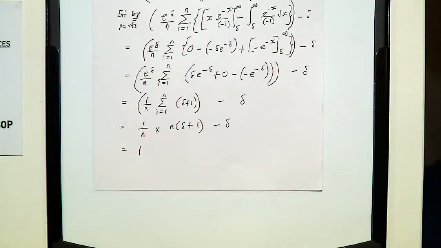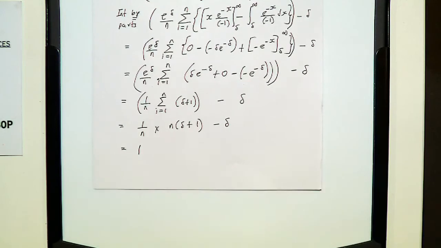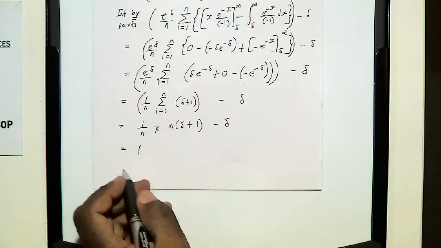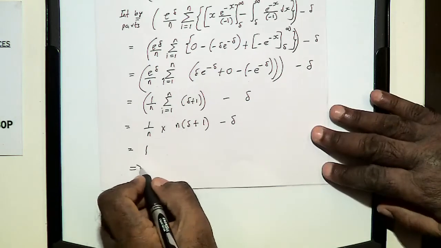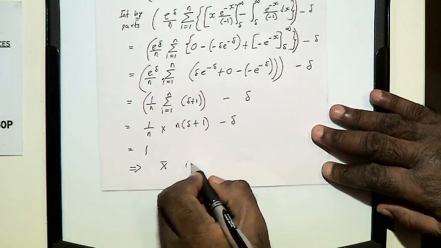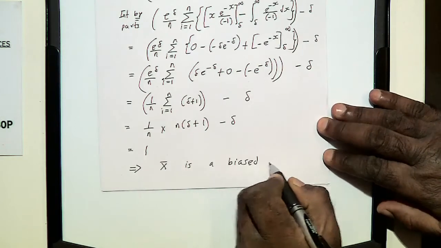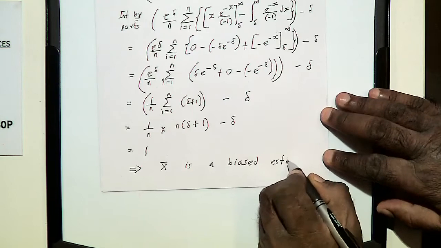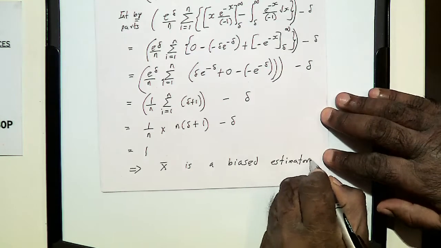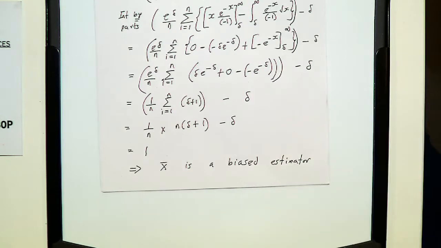So the bias of the estimator is equal to 1, which is not a good thing, because what this implies is that x bar is a biased estimator, because the bias is not equal to 0. Remember, if the bias is 0, then the estimator is unbiased, but in this case it's not unbiased. Right, so that's the first part.